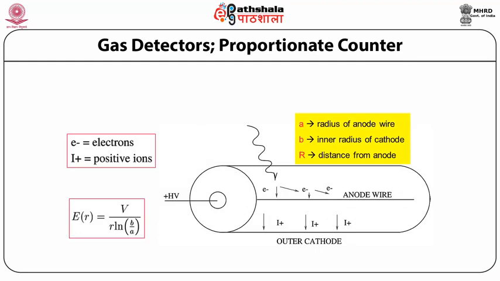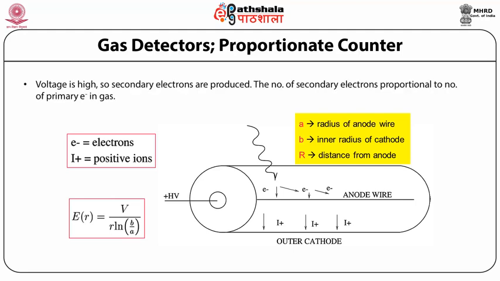Gas detectors, proportional counters. We continue our discussion about the proportional counter. So in the proportional region, the biasing voltage is high, so secondary electrons are produced. As we have seen, due to the high voltage, a high electric field exists between anode and cathode within the detector. So primary electrons generated by the incoming radiation get sufficient energy while moving towards the anode for collection, and in that process they collide with neutral gas molecules and produce secondary electrons.